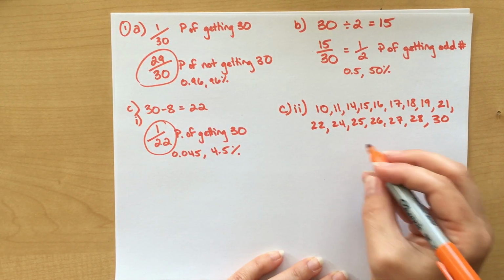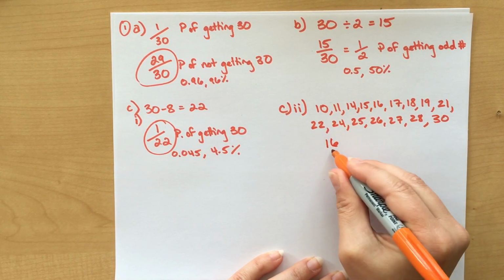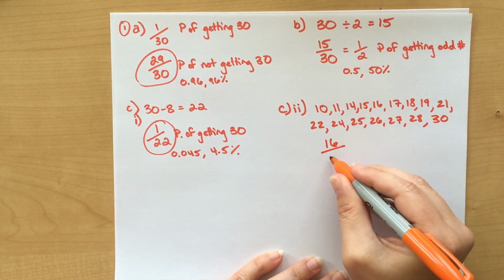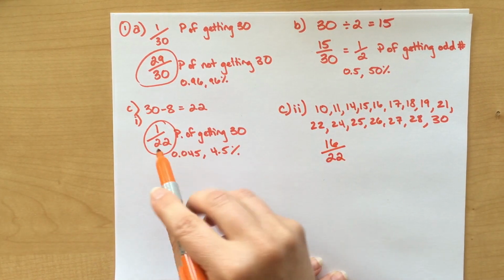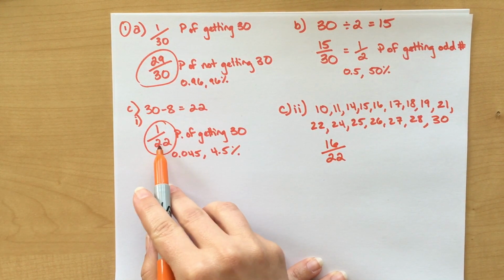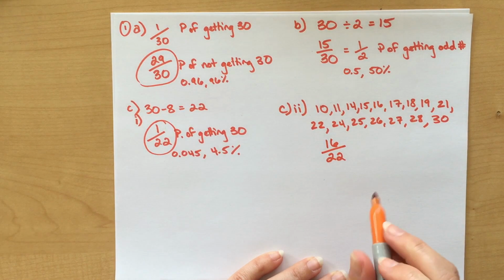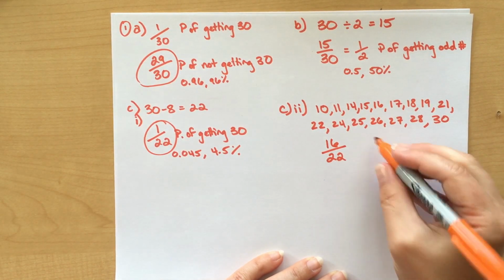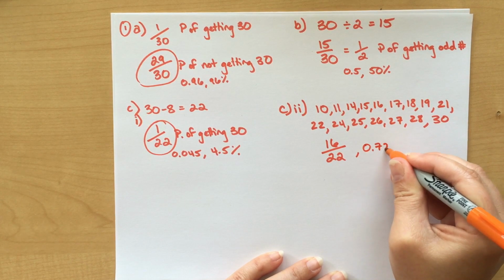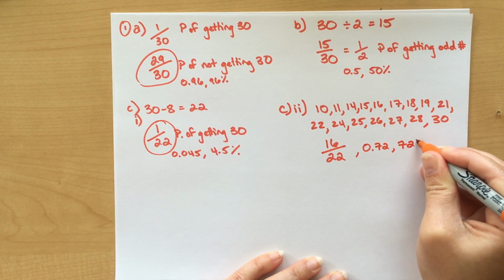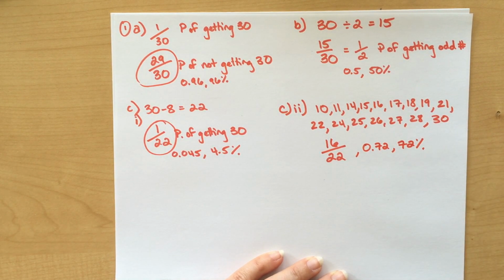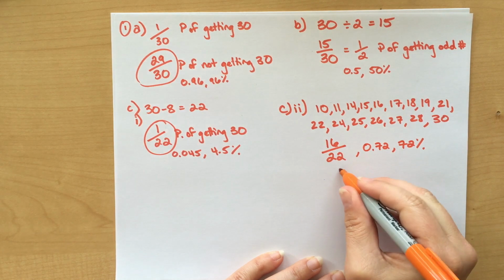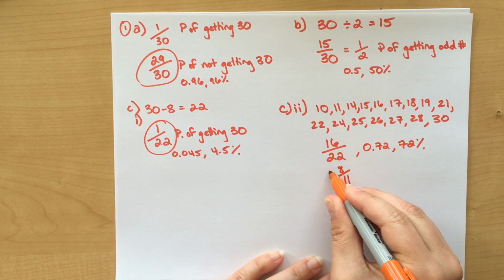Now that those other ones have been removed, there will be 16 possible things that I can get out of the 22 that have been left over. Remember, we removed 8 cards, so we're down to 22. So this is the fraction we're looking at, 16 out of 22. As a decimal, it's 0.72 or 72%. We can actually reduce that fraction to 8 out of 11, which I forgot to do.